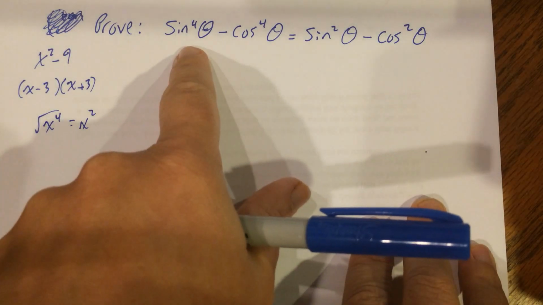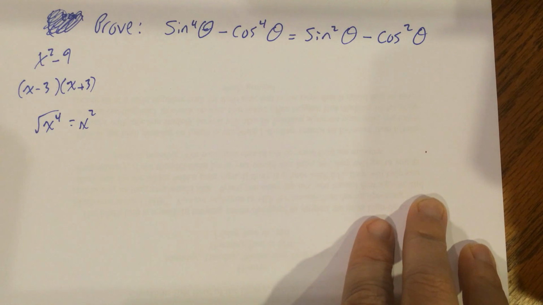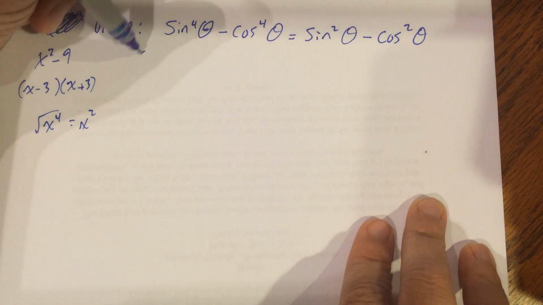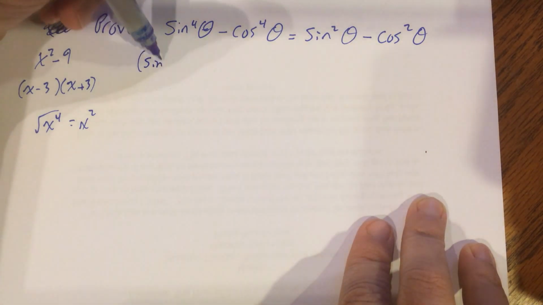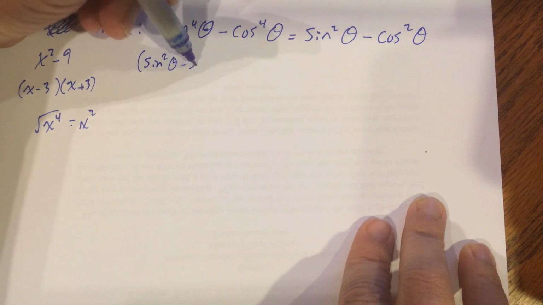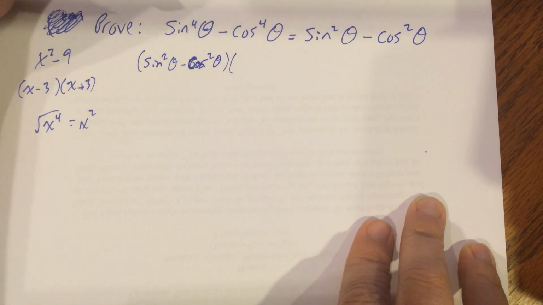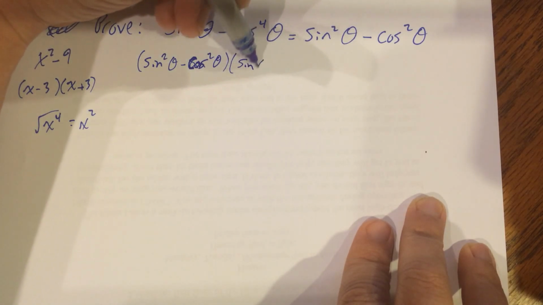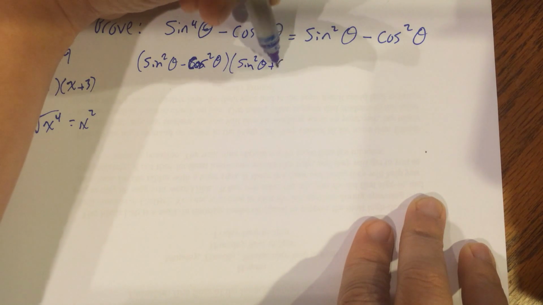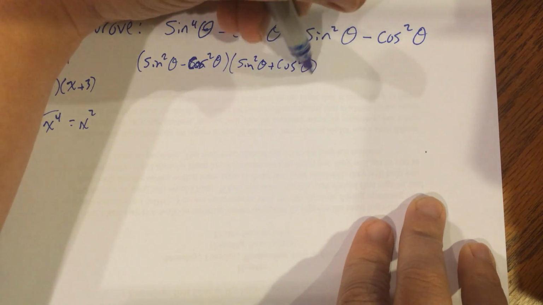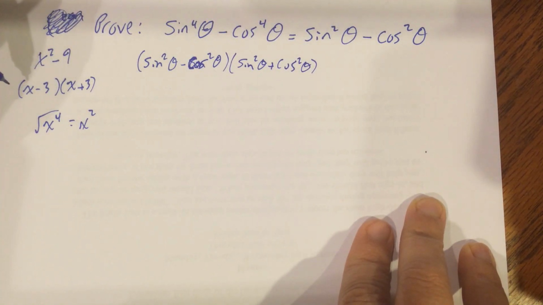So this is a perfect square, this is a perfect square. So I'm going to factor this to the square root minus the square root. Ooh, that's a cos. Sorry, cos squared theta, and square root plus the square root. Kind of like I did here.